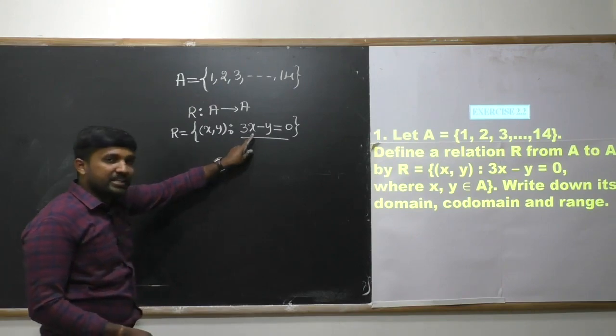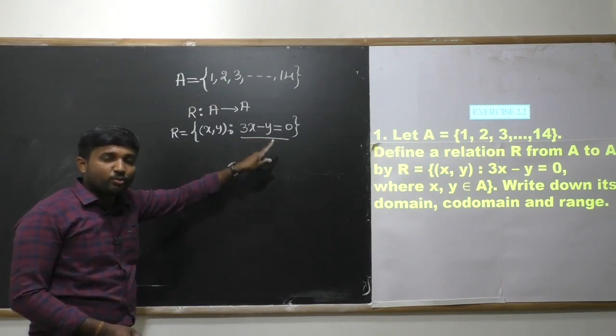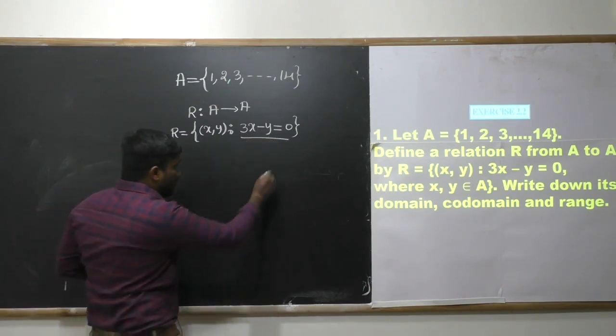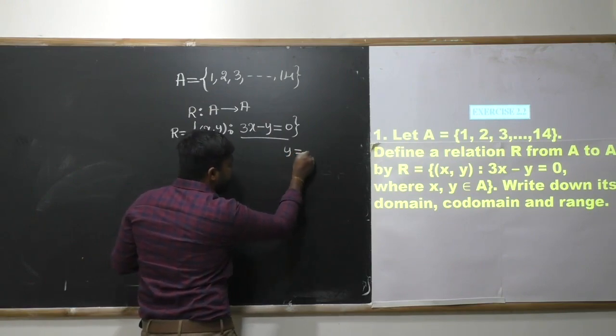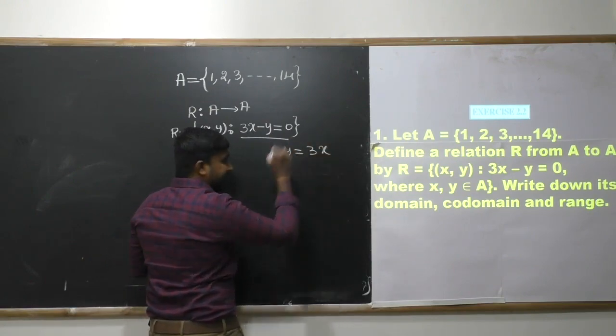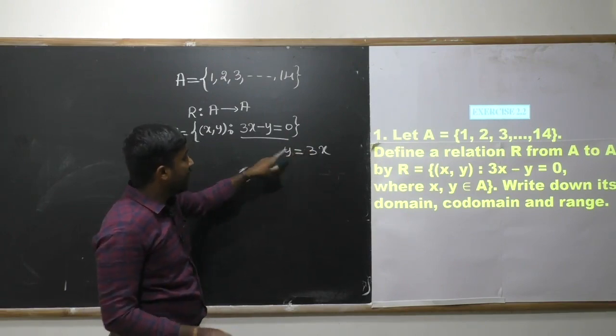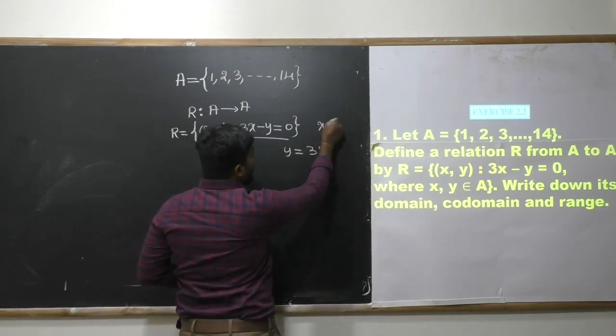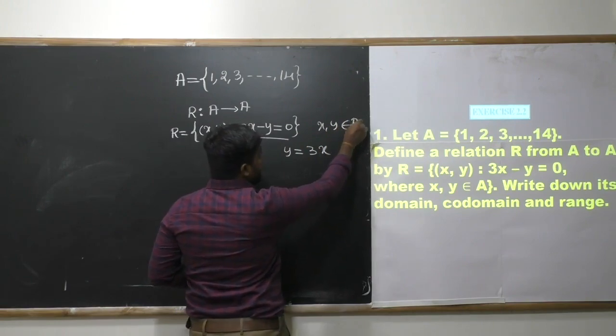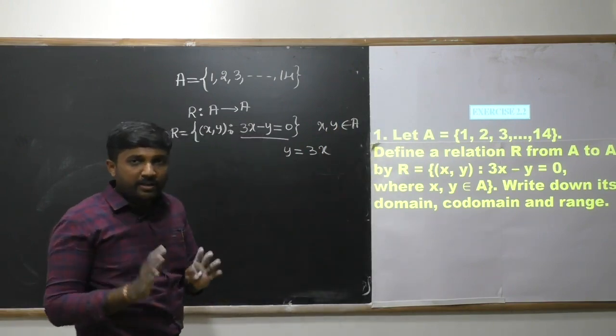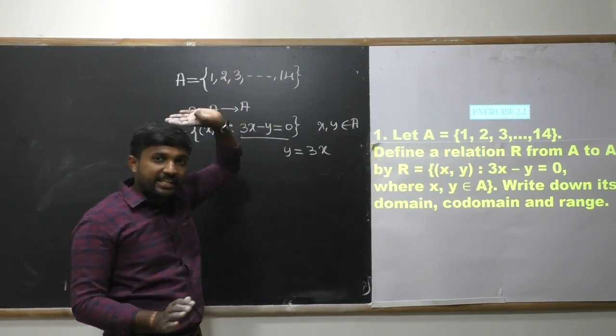And what is the given condition? 3x minus y is equal to 0, or I write it as y is equal to 3x. Here we should note that x, y belongs to the set A. x and y must be taken from the given set A only.